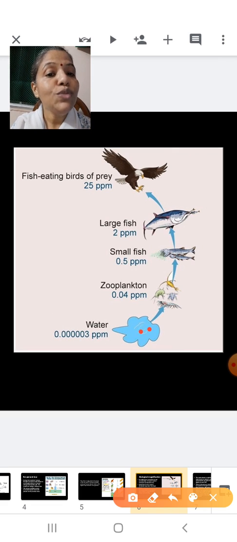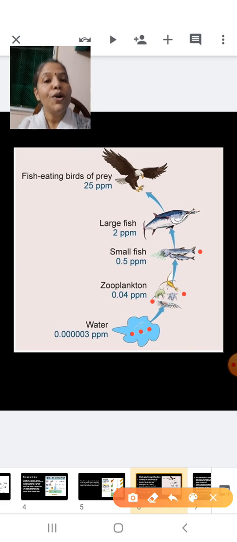Now in this water body there are small microorganisms called zooplanktons. The pollutant penetrates into the body of the zooplanktons, which are microscopic organisms. From the body of the zooplanktons it enters the body of the small fish. The zooplankton has 0.04 ppm, and when it enters the body of the small fish, it is 0.5 ppm.